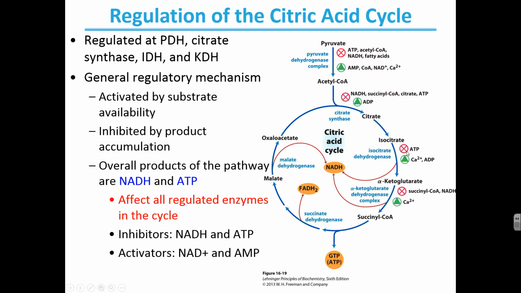Isocitrate dehydrogenase, inhibited by ATP and NADH, activated by ADP, or calcium signaling the need for energy. Alpha-ketoglutarate dehydrogenase, inhibited by NADH, one of the ultimate products of the citric acid cycle, but again activated if we have high levels of calcium, because that signals a need for energy.